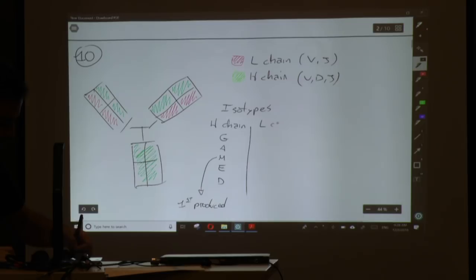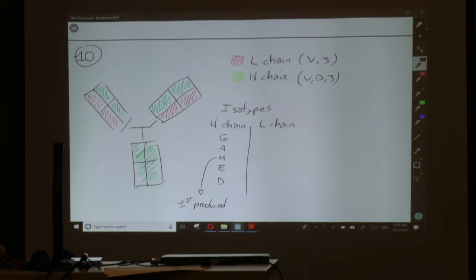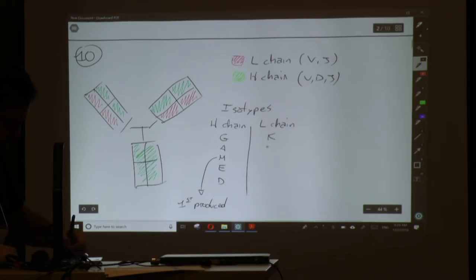Now, what about the light chain? What are the isotypes of the light chain? We didn't talk about it too much, but there are two isotypes for light chains. Kappa and lambda. Remember? But no matter the isotype for both heavy and light chain, the genes are always going to be V, D, and J for heavy chain, V and J for light chain. So kappa and lambda. All right?